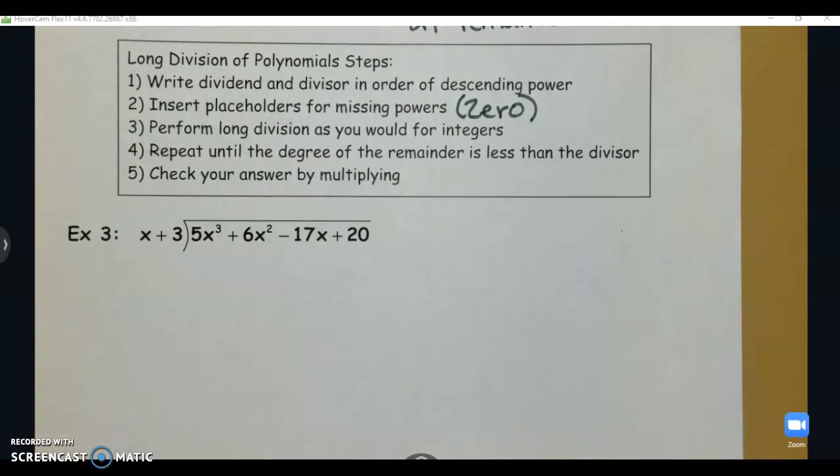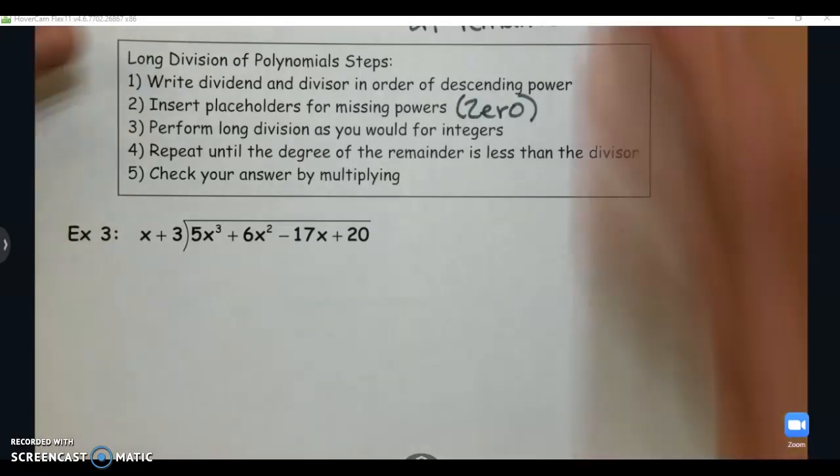And then we're going to do long division the same way we would for integers, and then we repeat until the degree of the remainder is less than the divisor, kind of like what we did on that example too. 21 was less than 24, and that's when we know we stop. And then we can always check our answer by multiplying.